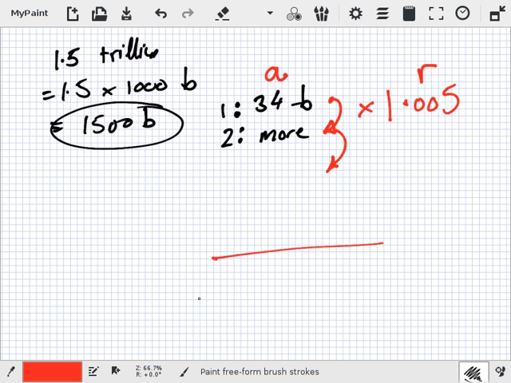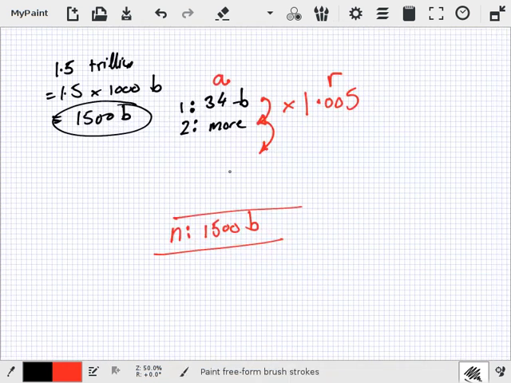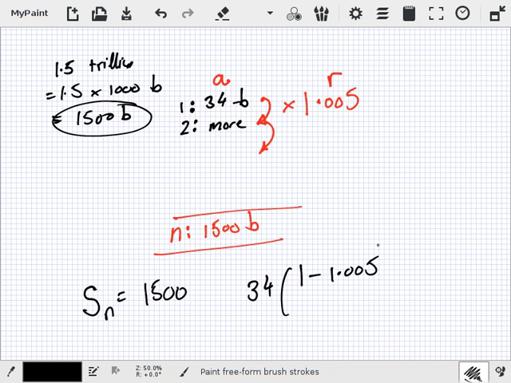But when you add all this up for the n number of years, what should the total be? You know actually what the total should be. 1.5 trillion, yeah, because that's what the total consumption should be. So what you basically have is this: the sum to n should equal 1,500 billion. So the GP sum is a times 1 minus r to the power n over 1 minus r. That should equal 1,500. Okay, so let's have a look here.